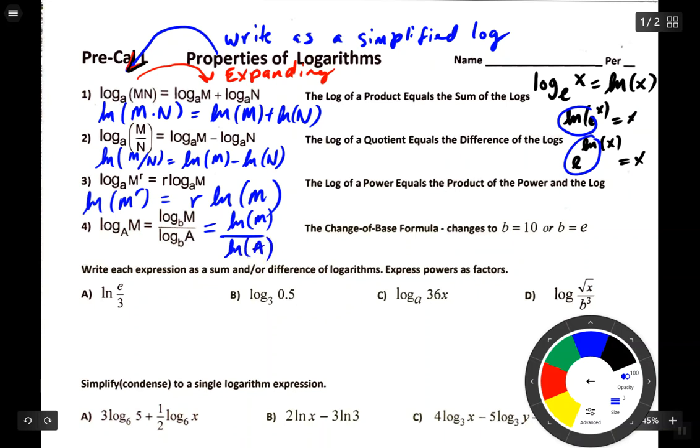We can switch bases with natural log too. And this property is something I use to teach. It's key in the first semester of calculus. They need it for derivatives and integrals.